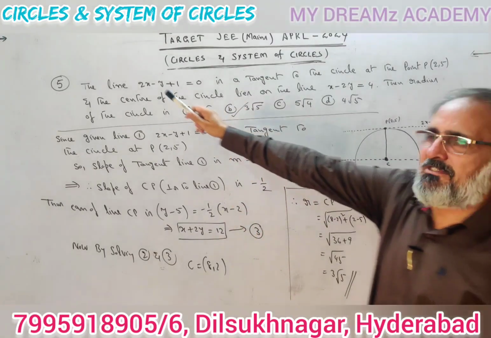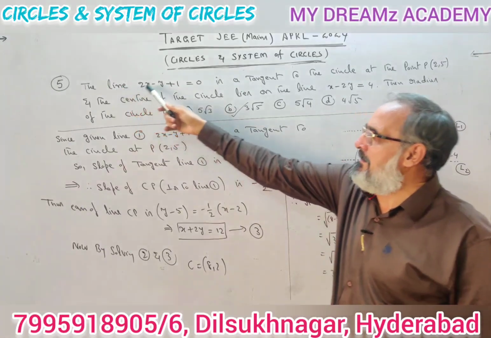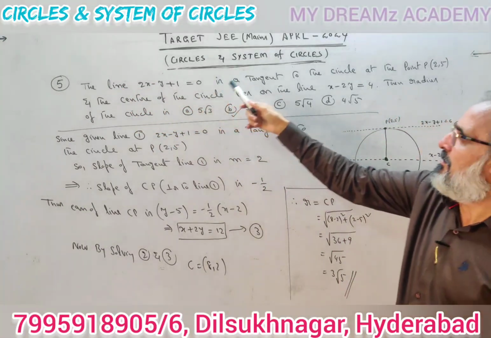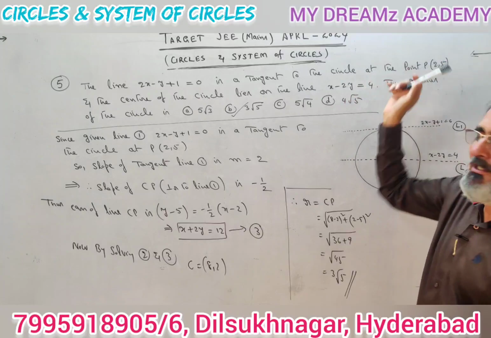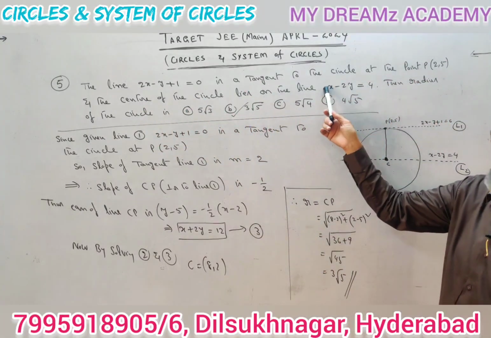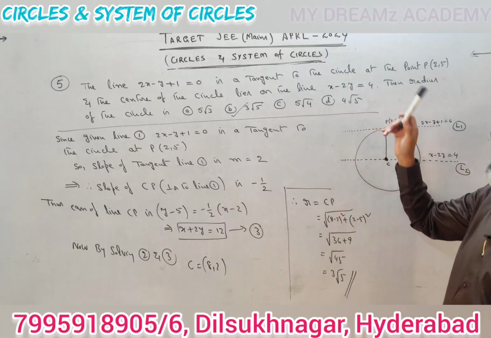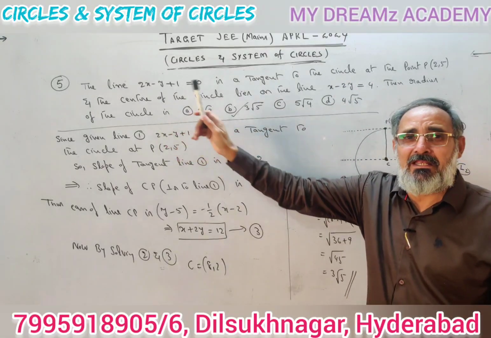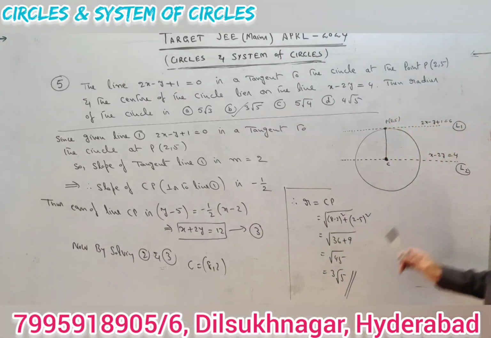Now in the continuation, the next fifth question. The line 2x minus y plus 1 equal to 0 is the tangent to the circle at the point P(2, 5). And the center of the circle lies on another line x minus 2y equal to 4. Then what will be the radius of the circle? They are asking the question.